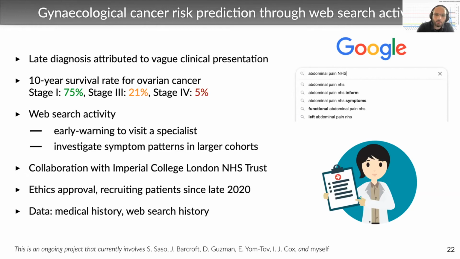For ovarian cancer, we know that the 10-year survival rate is 75% when treated at stage 1, as opposed to 21% and 5% when treated at stages 3 and 4, respectively. So early detection is key and very important.